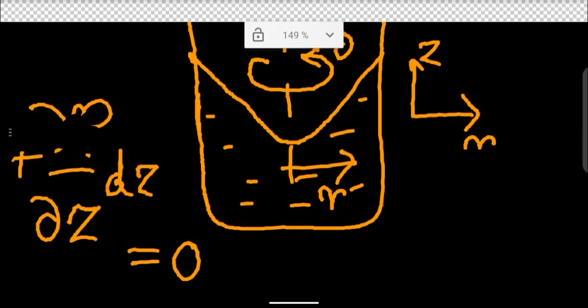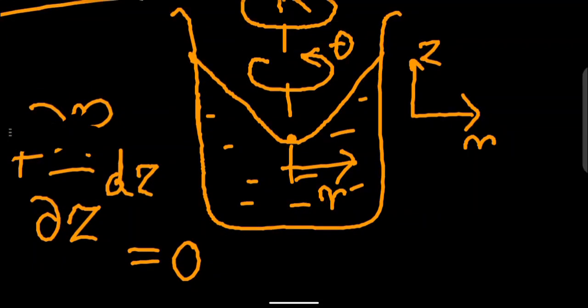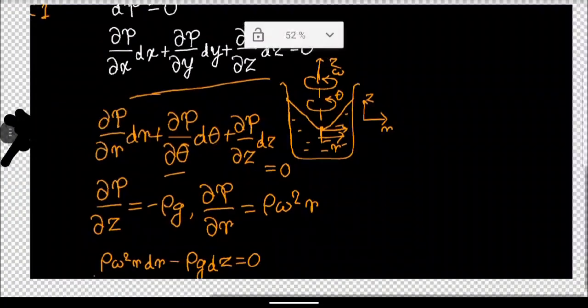Let me go to the figure. Yeah, so z is from here. At z equal to 0, r is also equal to 0. As you can see, at this point, r increases from here to here. So at this point, r is also equal to 0.